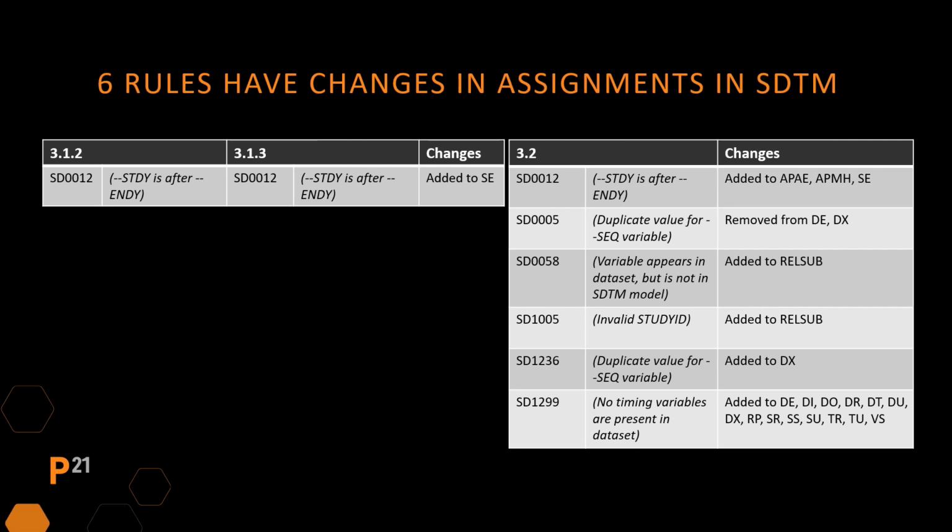There are 6 rules that changed in assignments in SDTM. As you see, for version 3.1.2 and 3.1.3, SD0012 is the only rule with an assignment change, where the SC domain is added for this check. For version 3.2, in addition to the SC domain, APAE and APMH are also added to SD0012. Version 3.2 has 5 more changes in assignment.